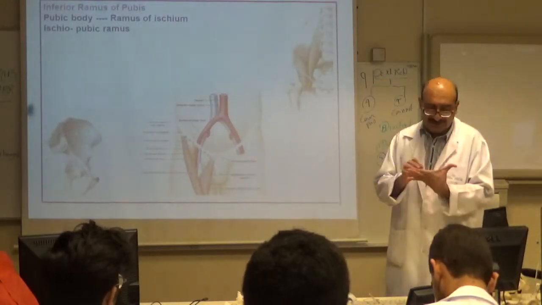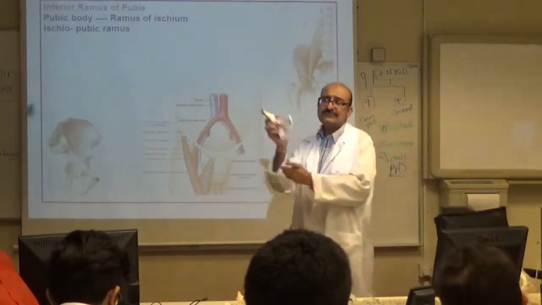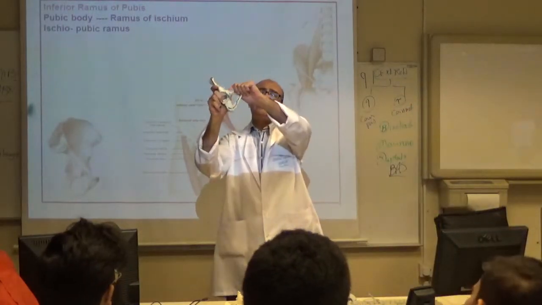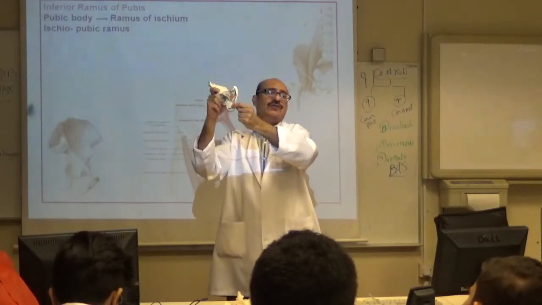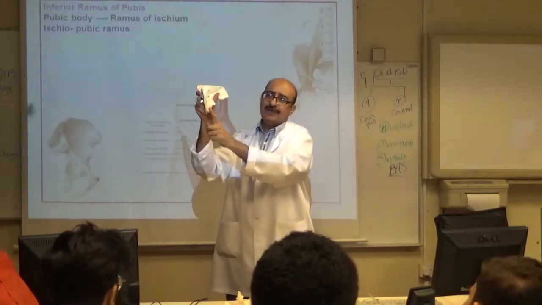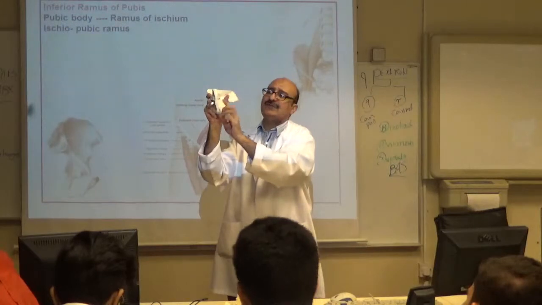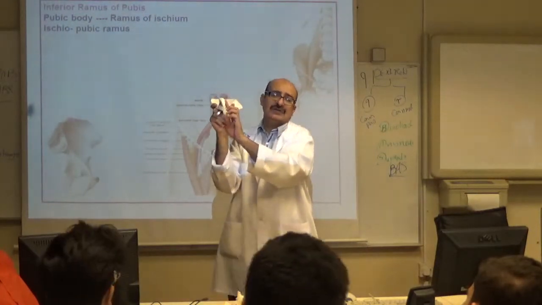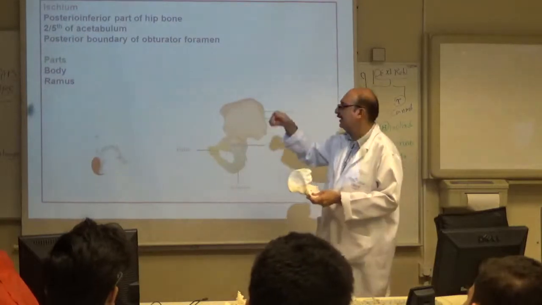Okay, inferior ramus of pubis. Body of pubis, superior ramus, inferior ramus. You find that this ischium also has a ramus. So this is a conjoined ramus for ischium and pubis, sometimes called the conjoined ischiopubic ramus.